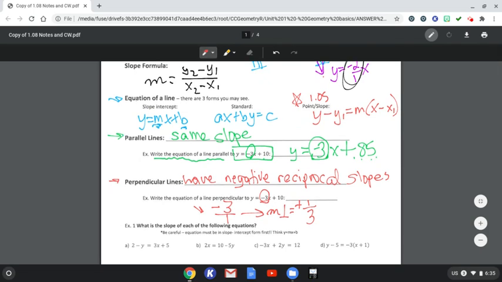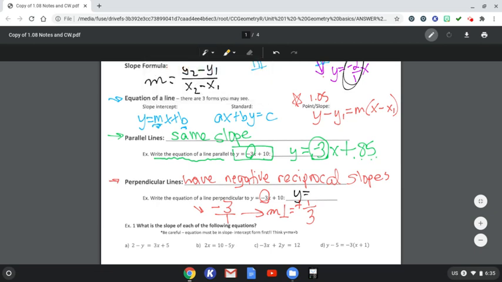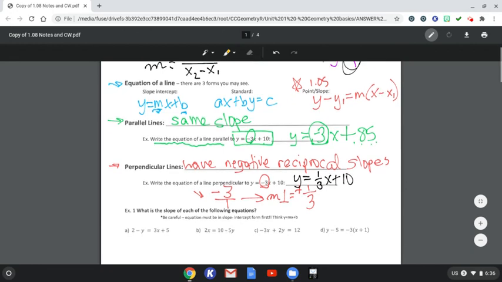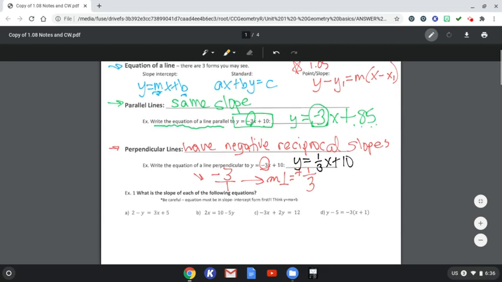So write the equation of a line perpendicular to y equals -3x plus 10 would be y equals 1/3 x plus, and the y-intercept actually could be the same there, because if it crosses at the same point, that's going to be their point of intersection. But one would rise and run up to the right, the other one would come down your paper left to right.